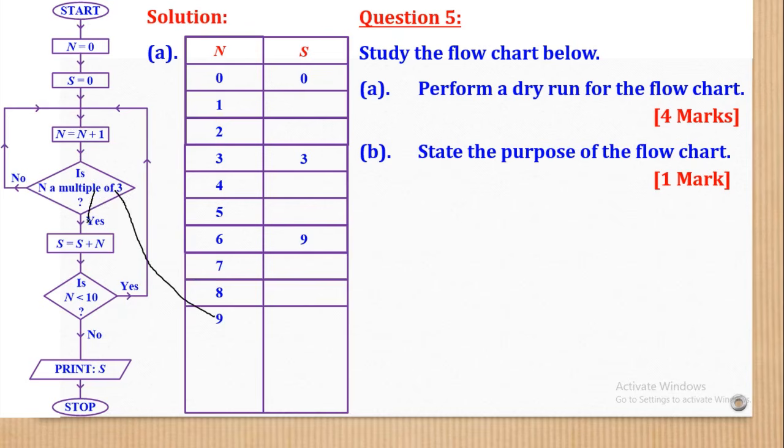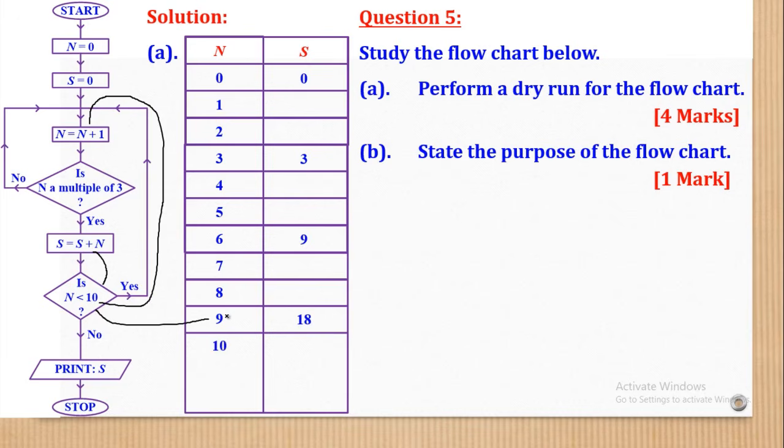So from here, you have to go here where s becomes s plus n. So this is s and this is n. Add the 2 to come up with 18. Now from here you go to this where you ask yourself, is n less than 10? So this value gives you an answer of yes. So yes means that you go back and increment n by 1. So this 9 will become 10.